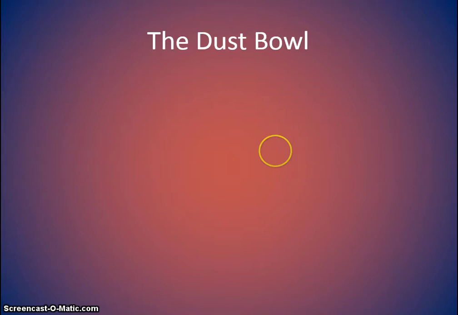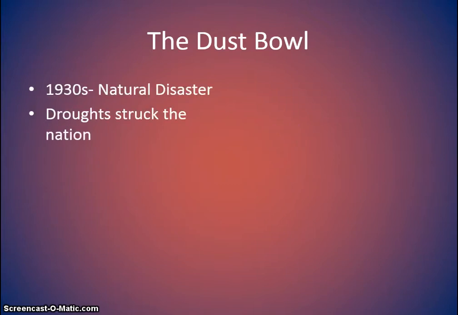Now you're also going to have another problem, and it's known as the Dust Bowl. This is what we'll be going over in class more in detail. In the 1930s, it was a natural disaster. Droughts struck the nation, right? A drought is when there's no water, right? There's no rain, you have a drought, crops dry out.